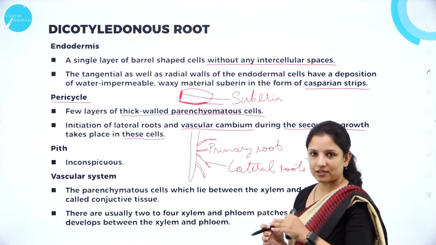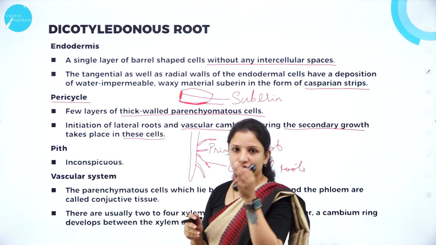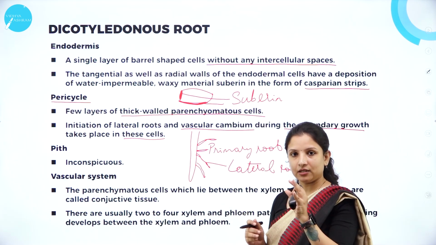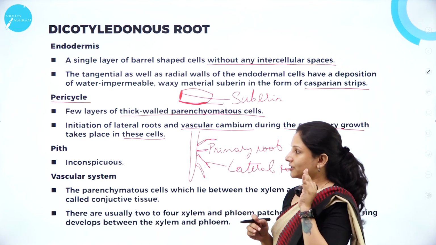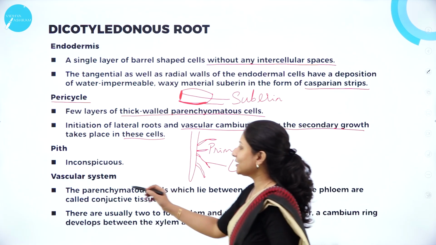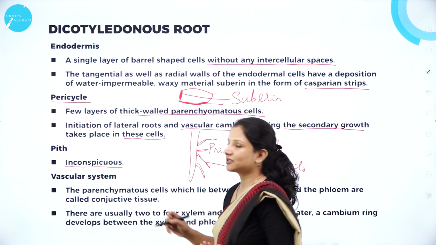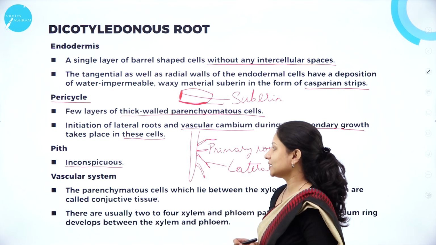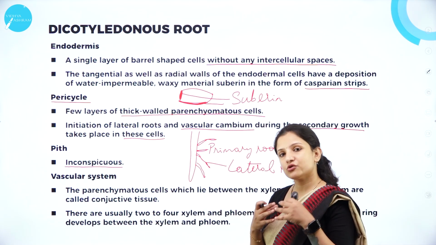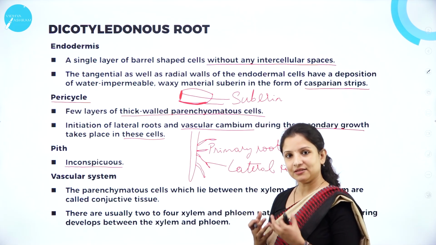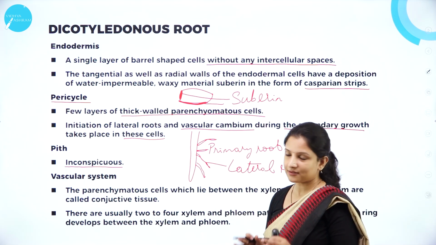And talking about the next layer, pith. Pith is usually present at the center of the root or the stem. Here the pith is inconspicuous, that is, it is quite small and inconspicuous. It is usually made up of parenchyma cells only, with intercellular spaces.